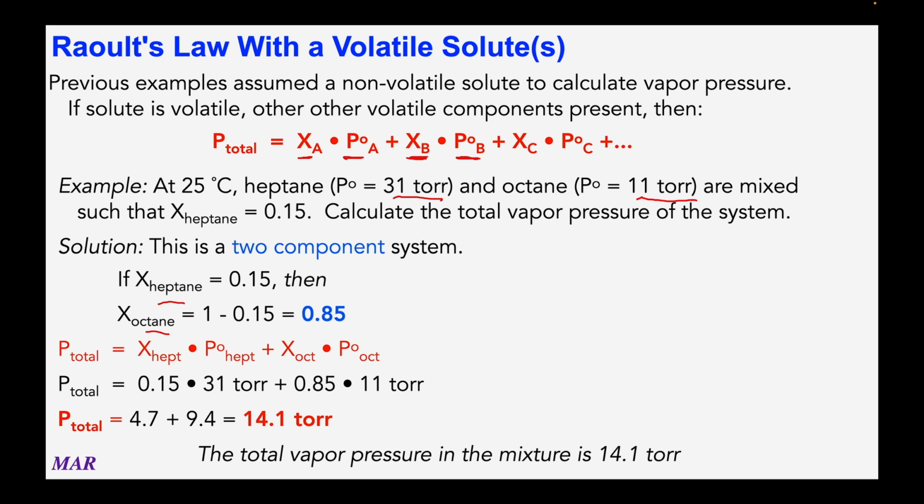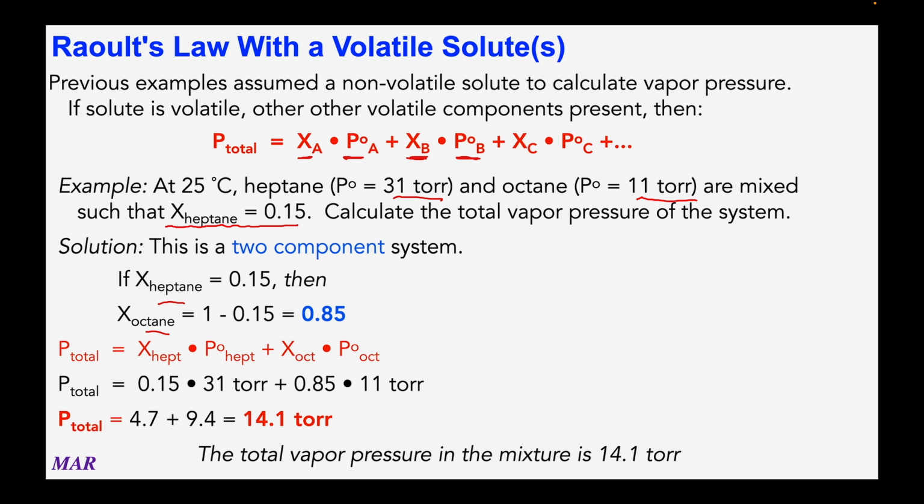So if they have a vapor pressure listed, that means that they're volatile. They're going to have a little bit of vapor pressure. And we want to calculate the total vapor pressure of the system, but it also says that the mole fraction of the heptane is 0.15.